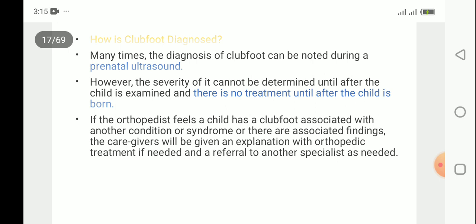And how is clubfoot diagnosed? Many times the diagnosis is prenatal, before delivery, when we have ultrasound scans during the antenatal checkups. At that time we can detect that the baby has clubfoot, but we cannot treat it before delivery. That means before the child comes into the world, we cannot treat. Only after we see and touch the child can we treat the clubfoot.